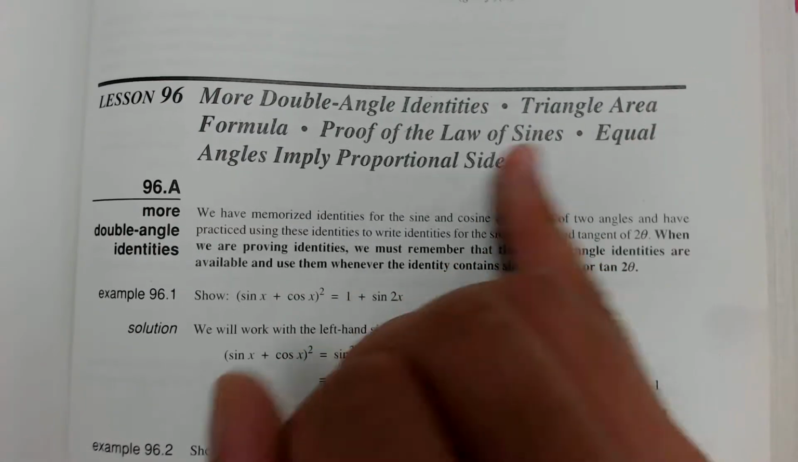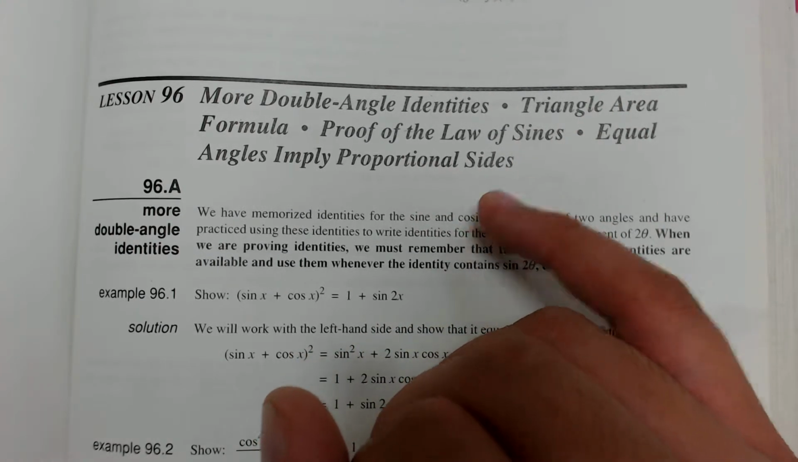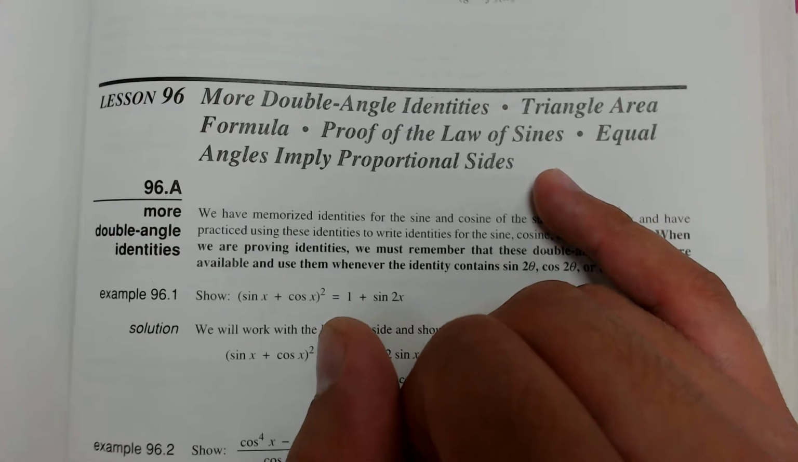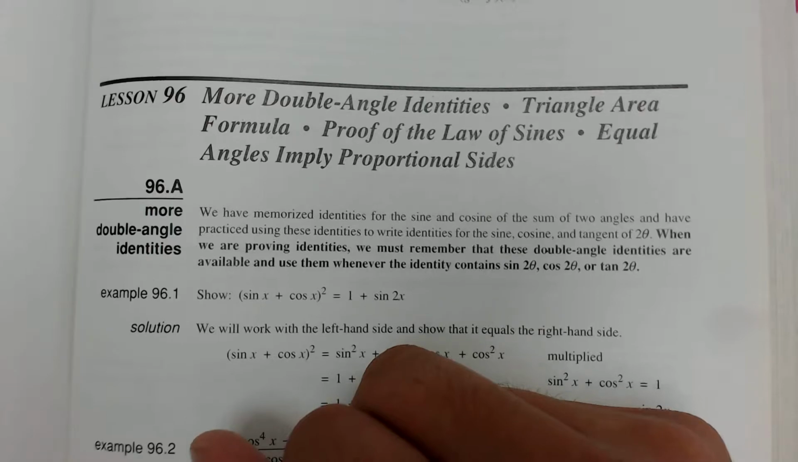And then this last part, equal angles imply proportional sides, is kind of an Algebra 2 topic. I'm pretty sure it's something that got taught a long time ago. I'll look through the lesson again, but I don't think they were adding any new information. Anyways, let's get started with more on double angle identities.